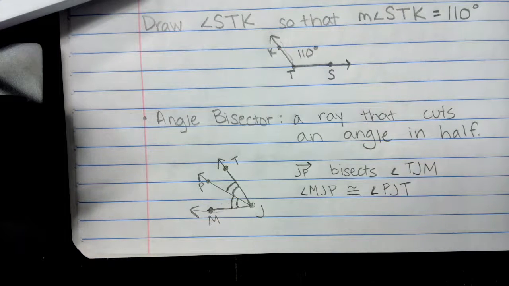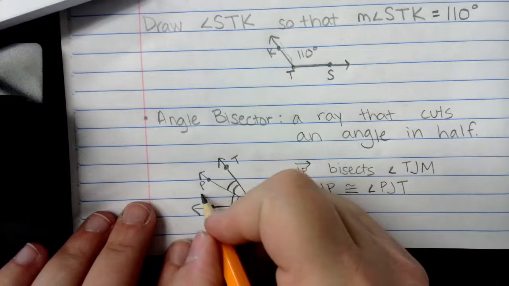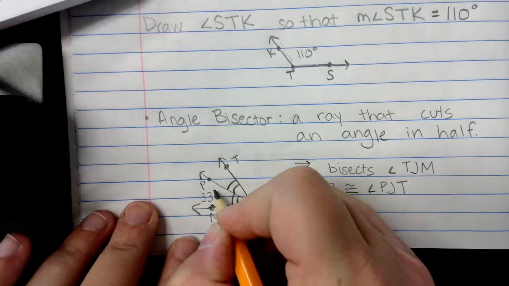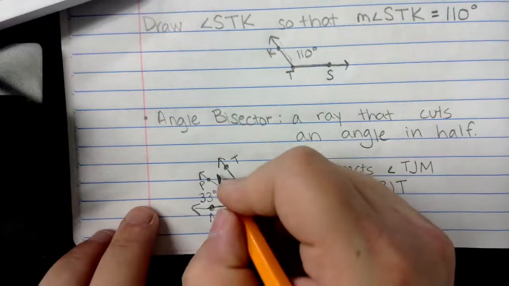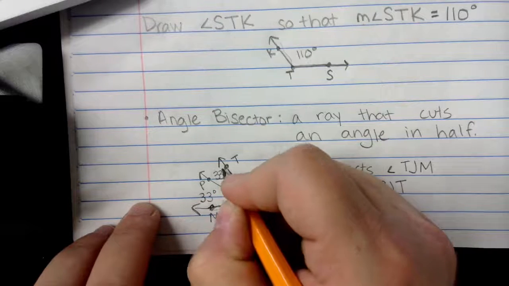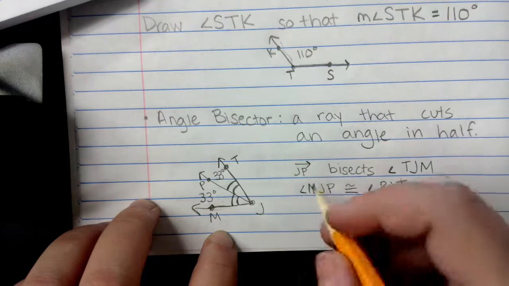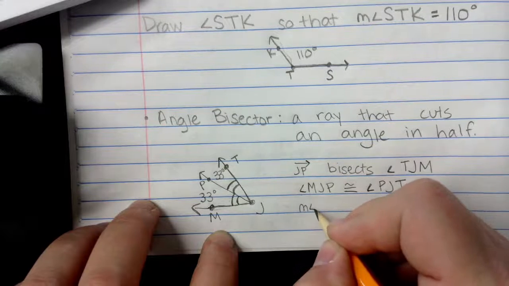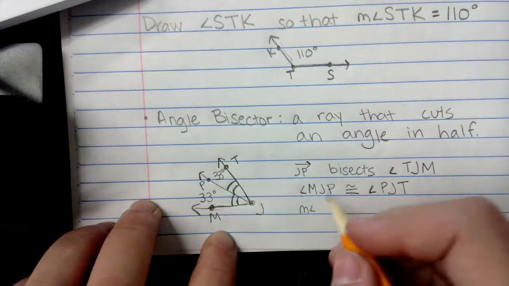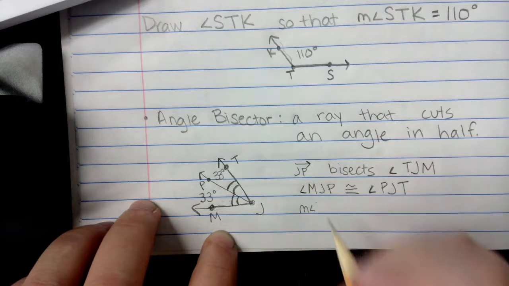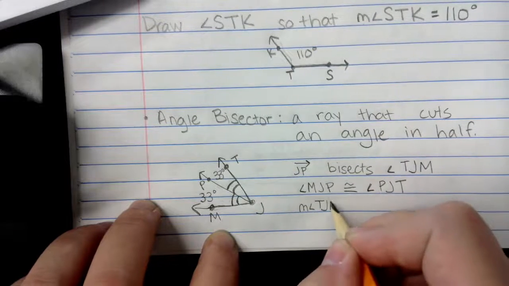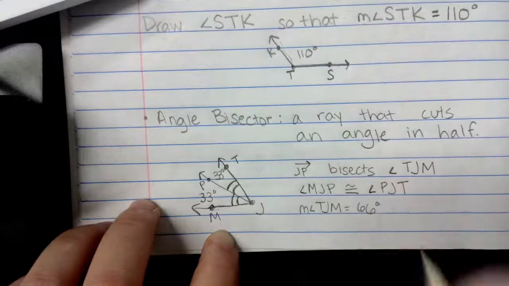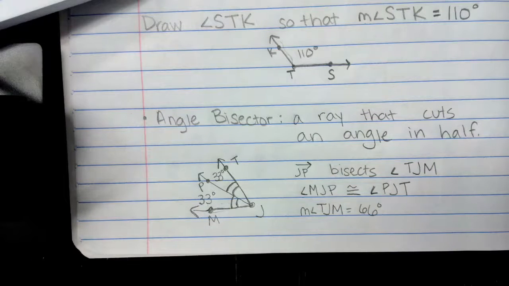So if we know that this is 33 degrees, what else do we know? The other one's 33 degrees. The whole thing is 66. So we're going to say the measure of angle, what's the whole thing? What's that angle called? TJM is equal to 66 degrees. Make sure you have that written down because I'm going to go on to the next page.